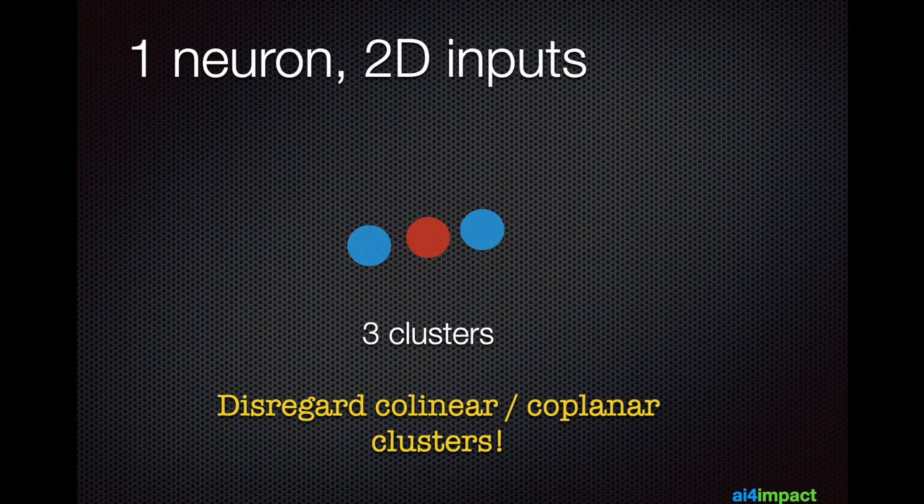It might have occurred to you that if the three clusters were in a straight line, or collinear, then of course we cannot separate these out. But we want to always disregard collinear or coplanar clusters.